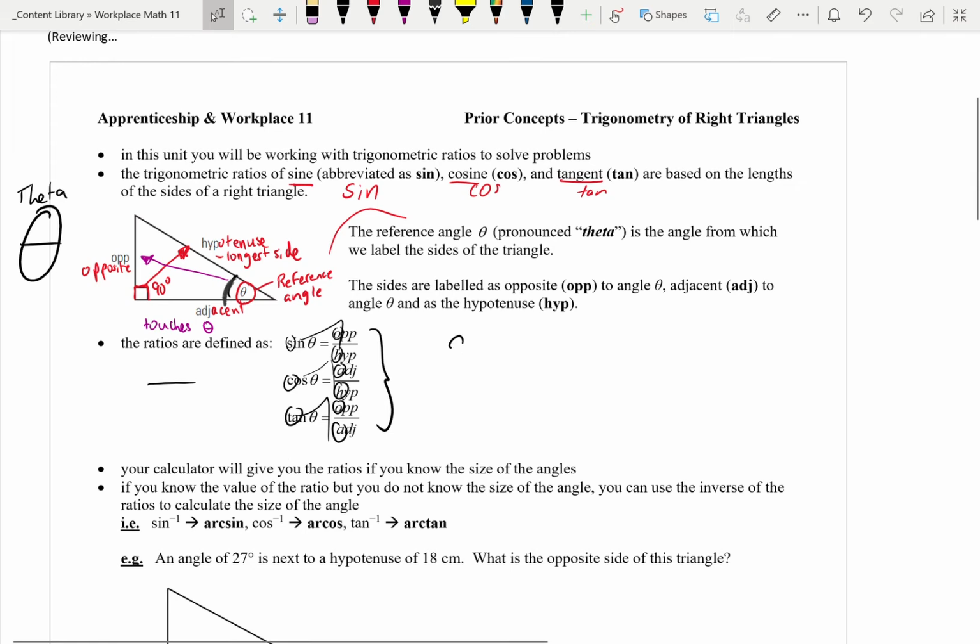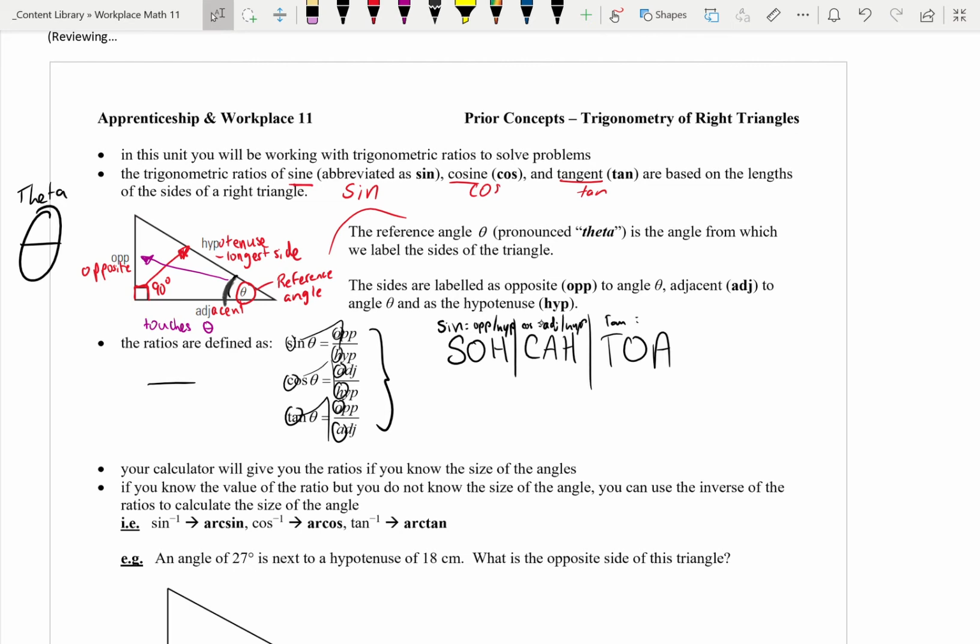So you might have seen this written out at some point. So this is our sine equals opposite over hypotenuse. This is our cos is equal to adjacent over hypotenuse. And then tan is equal to opposite over adjacent.